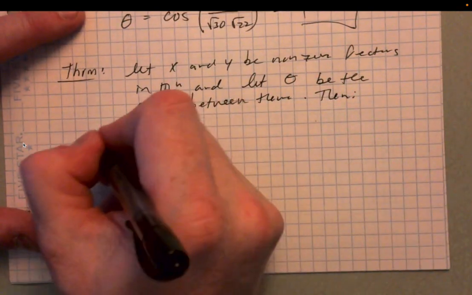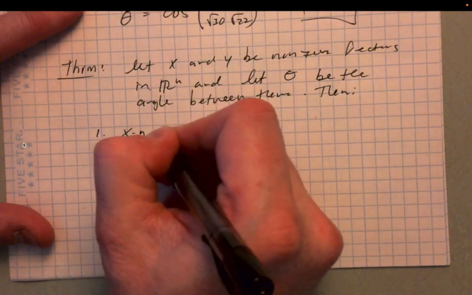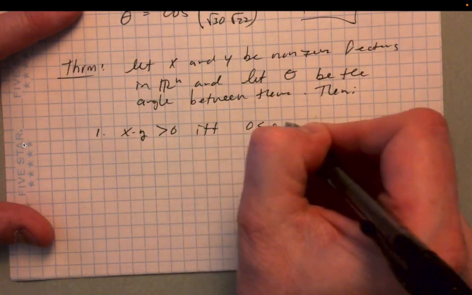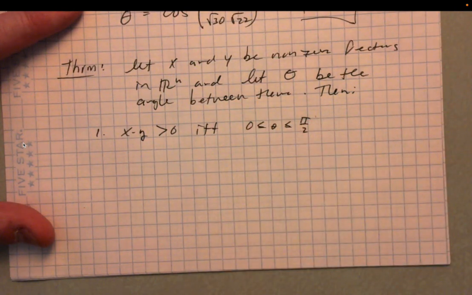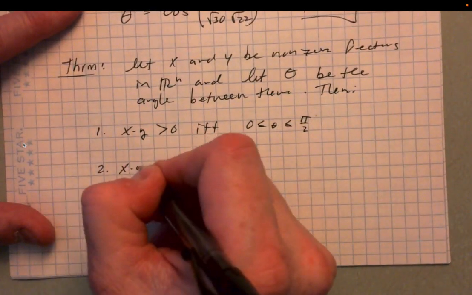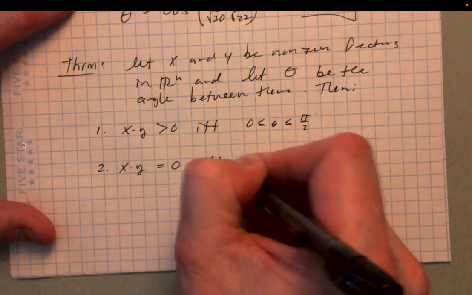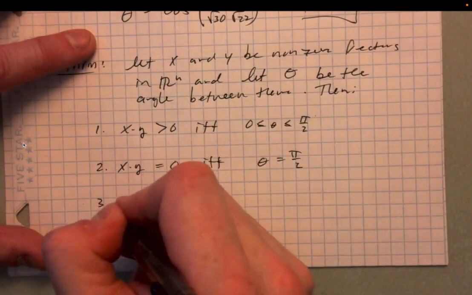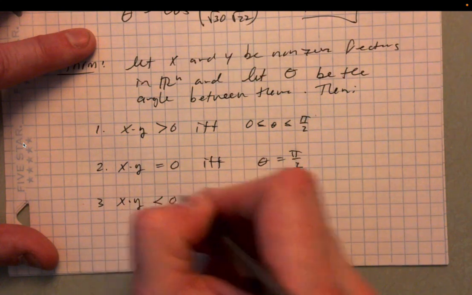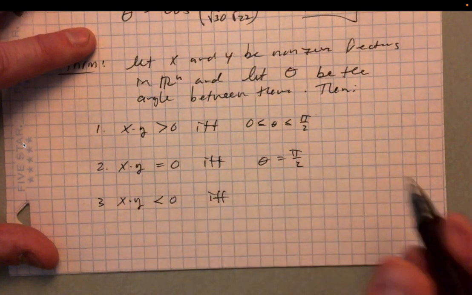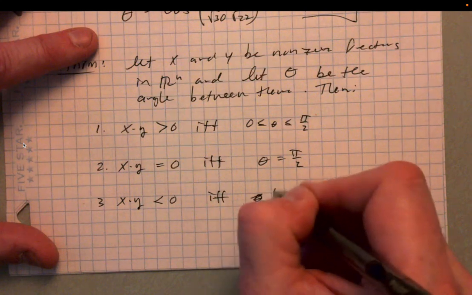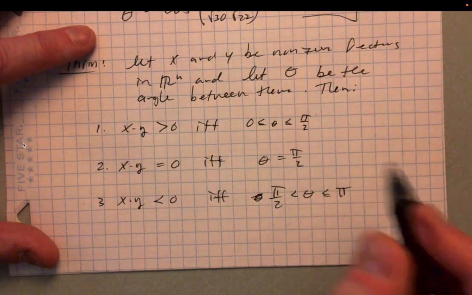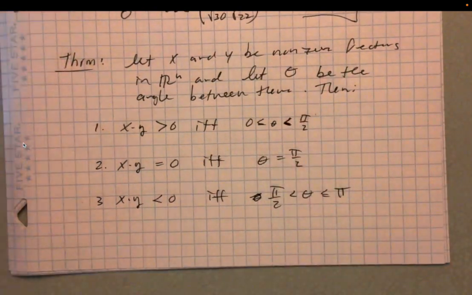Then, a couple of things, right? First one, x dot y is greater than 0 if and only if 0 is less than or equal to theta is less than or equal to pi over 2. Second thing, x dot y is equal to 0 if and only if theta is pi over 2. And the third thing, x dot y is less than 0 if and only if pi over 2 is less than theta, which is less than or equal to pi. And this should be strictly less than, sorry.